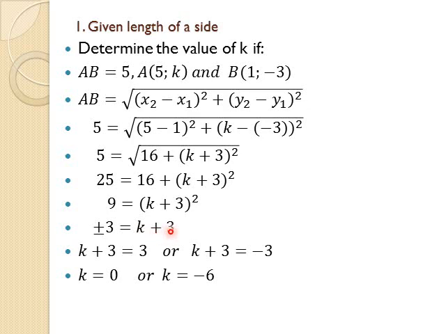So therefore, k plus 3 equals positive 3, or k plus 3 equals negative 3. So 3 minus 3, k equals 0, or my plus 3 goes over, negative 3 minus 3, k equals negative 6. So that k has two possible values for it to be equal to 5 units. So that's given the length.